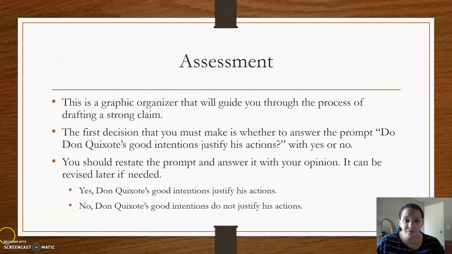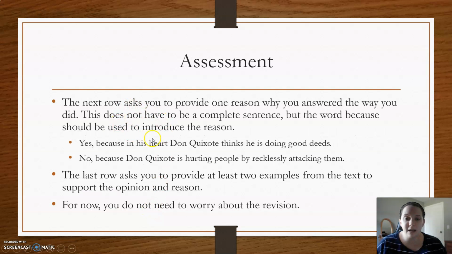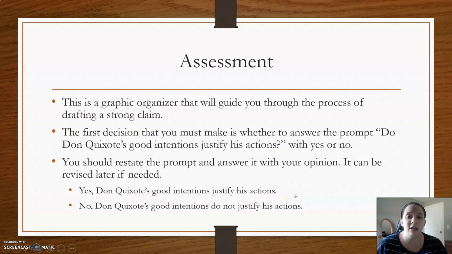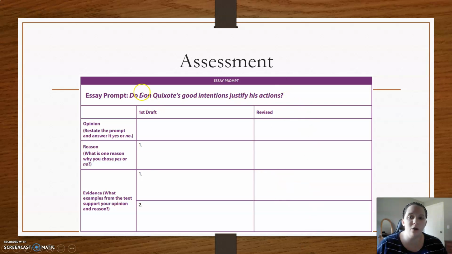Keep in mind, the first decision that you make is whether to answer the prompt yes or no. These are some examples. Yes, Don Quixote's actions were justified. No, they weren't. The next row is for your reason. Why did you agree with that? Well, yes, because in his heart he thinks he's doing good deeds, or no, because he's hurting people and attacking people. The last row is to give actual evidence from the text. For this side, don't worry about the revision part. We're just focusing on this first draft piece.